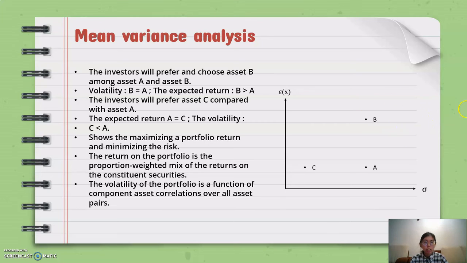In this situation, we have three assets. The investor will prefer and choose asset B over A because the expected return of B is higher than A, although their volatility is the same. Besides that, the investor will prefer choosing C compared with A because the expected return, although they are the same, the volatility of C is lower than A.